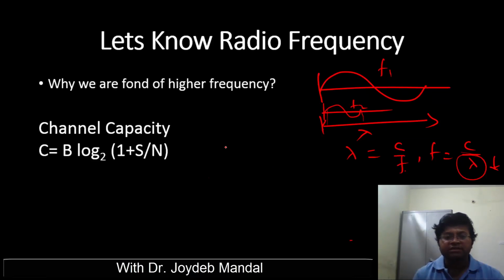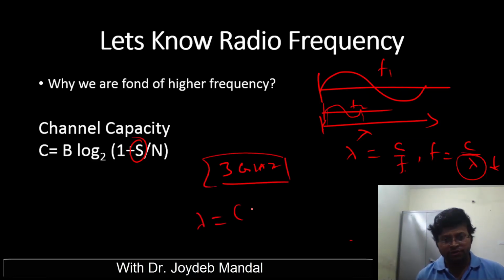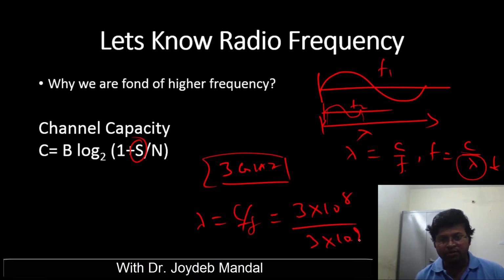If you transmit some signal at a higher frequency, suppose at 3 gigahertz, lambda equals c by f. So c is 3 into 10 to the power 8, by f equals 3 into 10 to the power 9. So a 10 will cancel, 3 will cancel, so 0.1 meter.